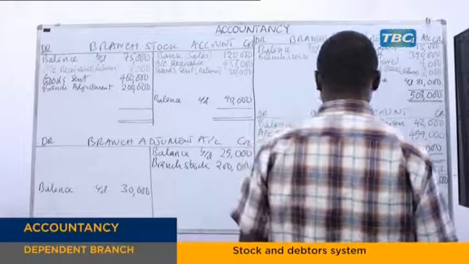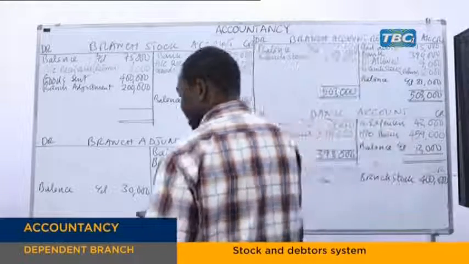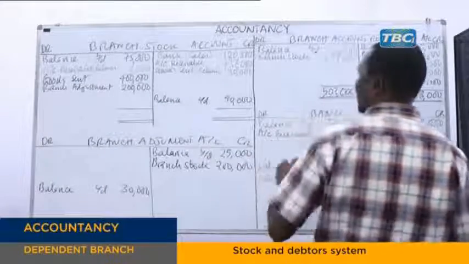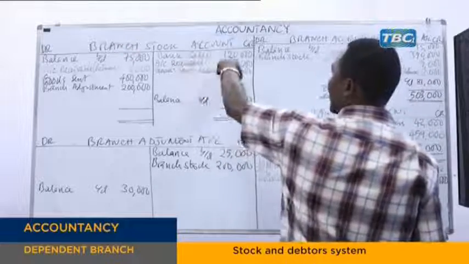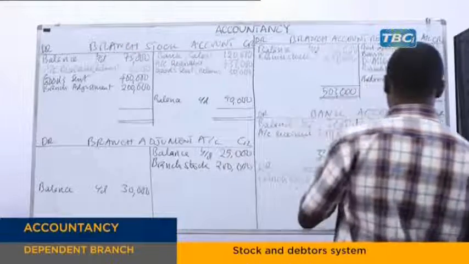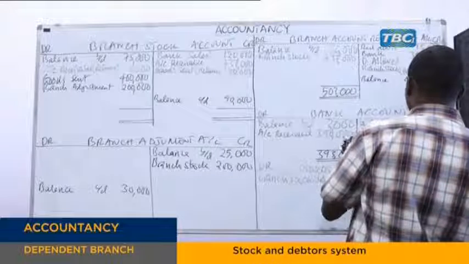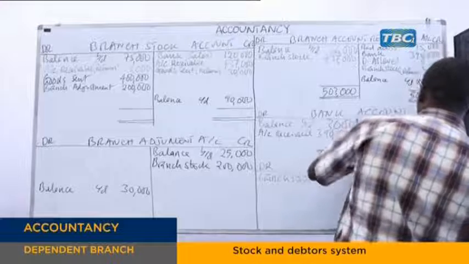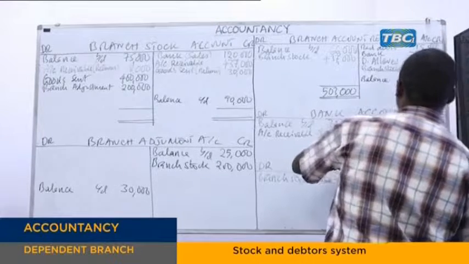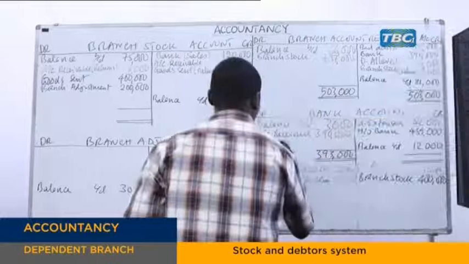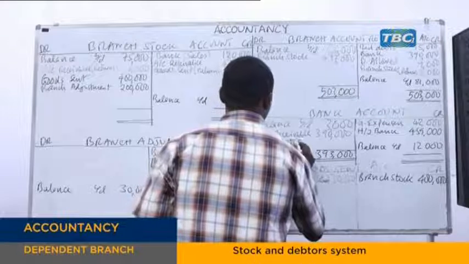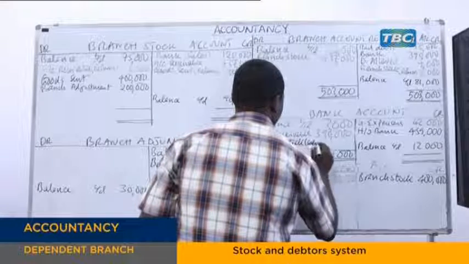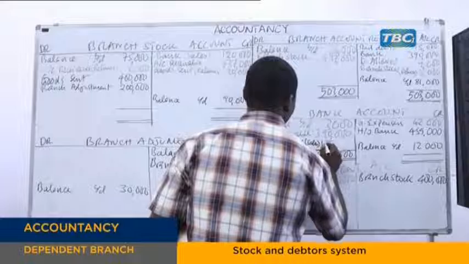Okay, there is one entry left. Yes, I've seen it. There were cash sales banked. We have not posted it here. Okay, let us enter that amount, branch stock, that is, yes, sales. It was how much? 120.